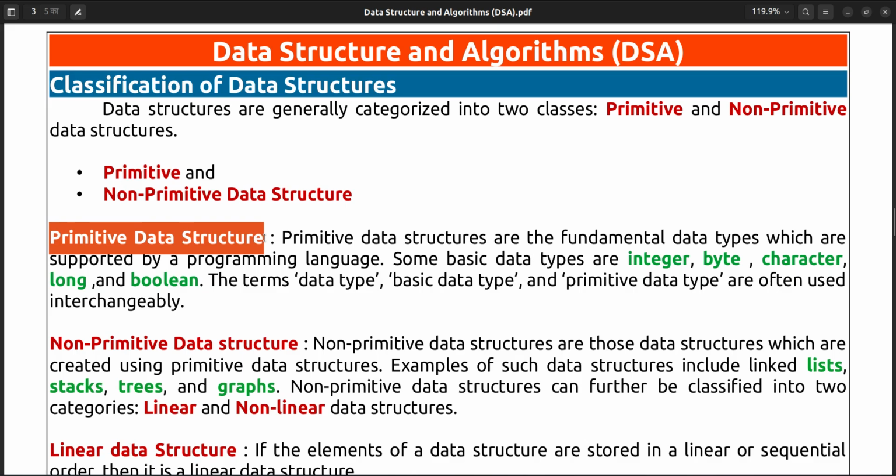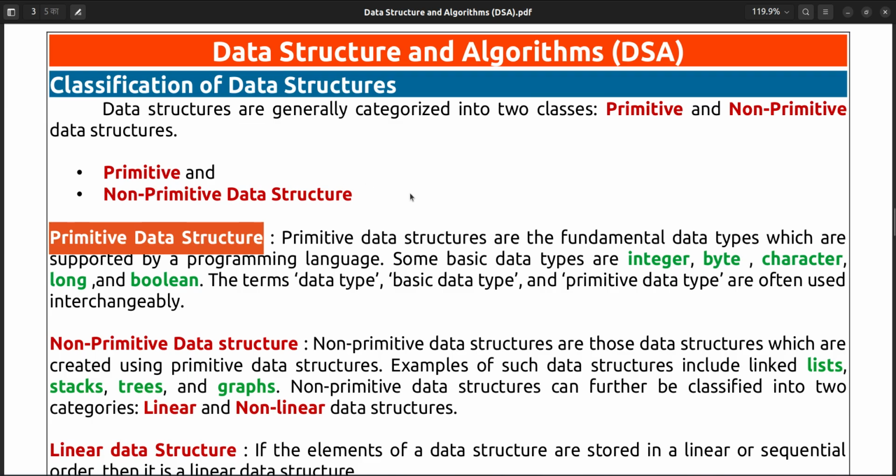If I ask you the question, what is a primitive data type? Then you who know Java, C, C++ or any programming language can give this answer very well. They can tell integer is a primitive data type. Yes, definitely integer is a primitive data type. Integer, byte, short, long, boolean, float, double, character. These all are the primitive data types.